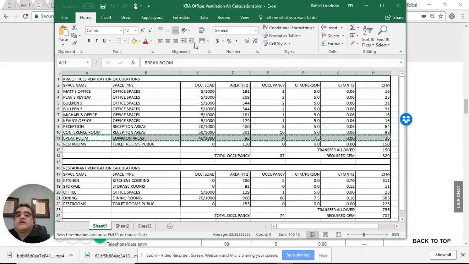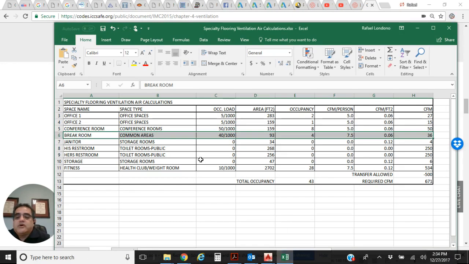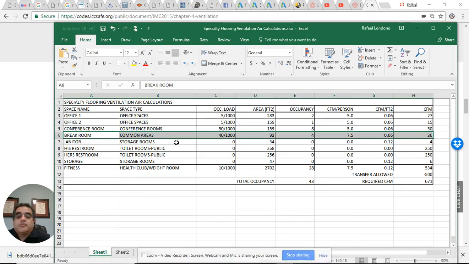We can get rid of the KRA offices ventilation air calculations because we already plugged in the information. There's really not much we can get from here because this is an office space with a restaurant. We should have found something that is a little closer to what we're working with. So back to the break room. It's a common area. The occupancy for that is 40 per 1,000 square feet out of the table in that book. The area of that is not 93, so we've got to make sure we change that to 79.